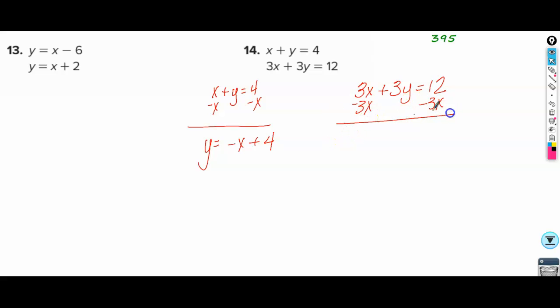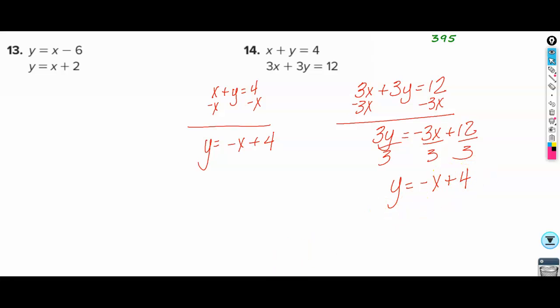And like I said, you could just go over to Desmos and enter these not in slope-intercept form, and it will still graph them. I'm just trying to show you good form here. All right, divide everything by 3. That gives you y equals -x plus 4.